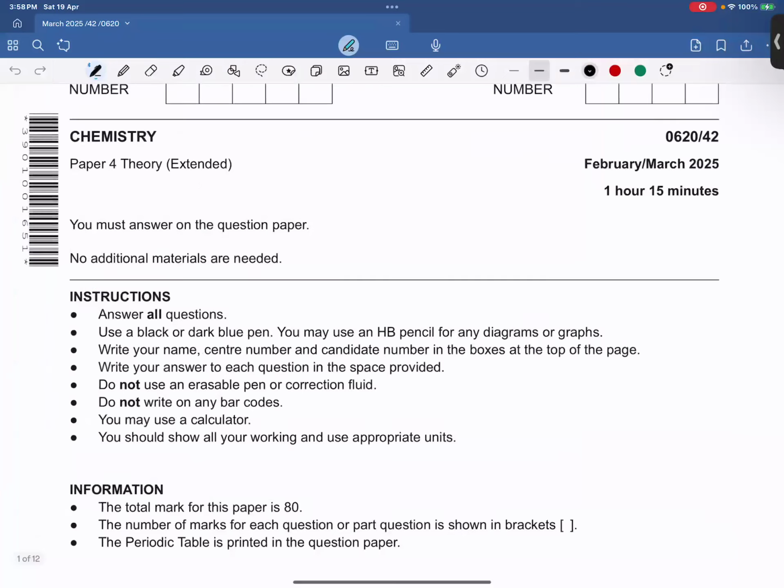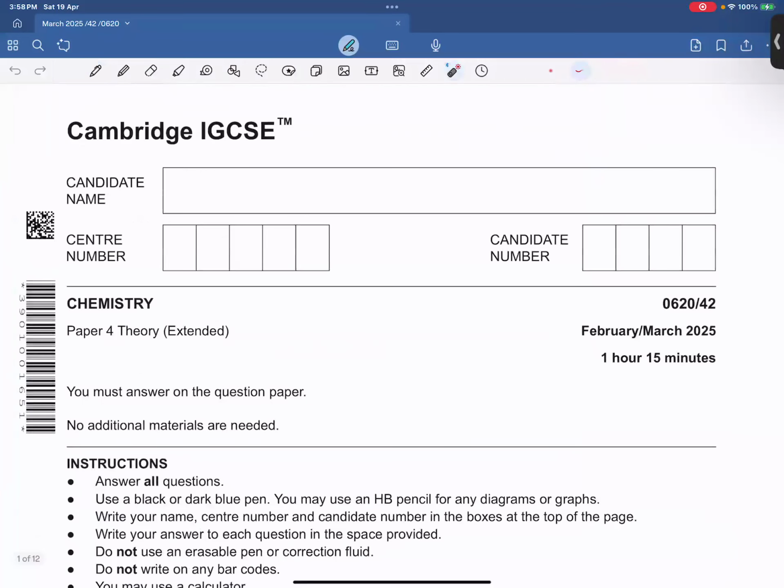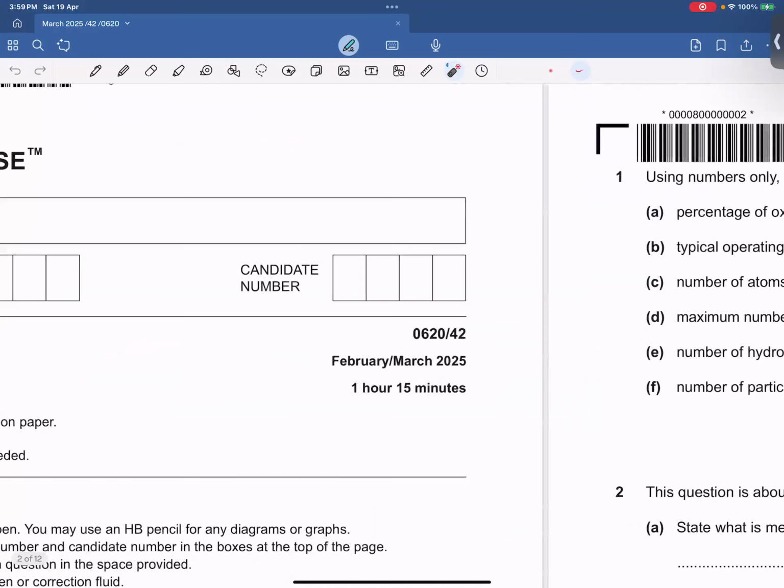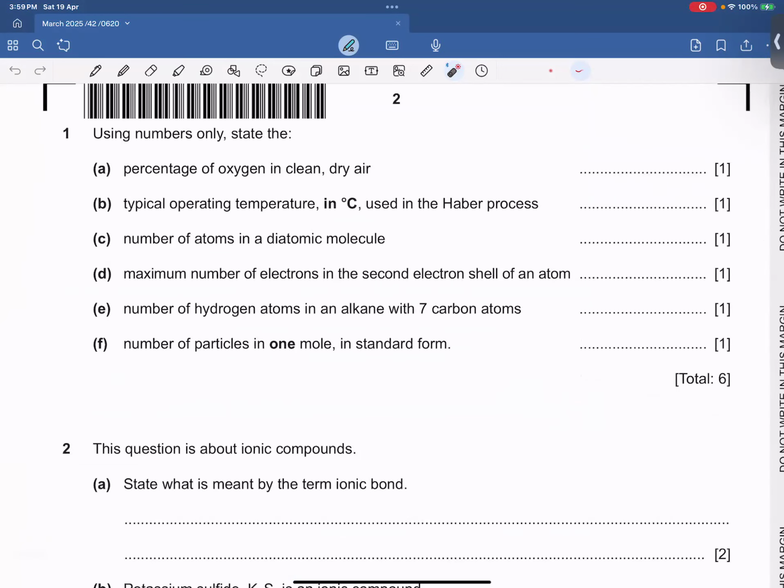Hi everyone. Let's start IGCSE O levels paper 4 theory, February March 2025, variant 42. The duration of this paper is 1 hour 15 minutes. Obviously, in the actual Cambridge examination you get 1 hour 45 minutes, okay? Let's see what we have in question number 1.